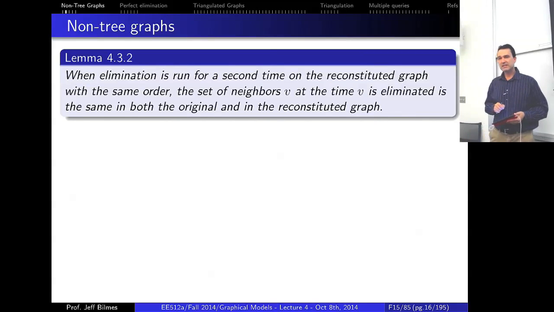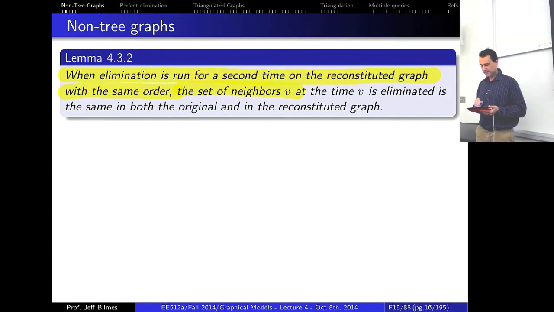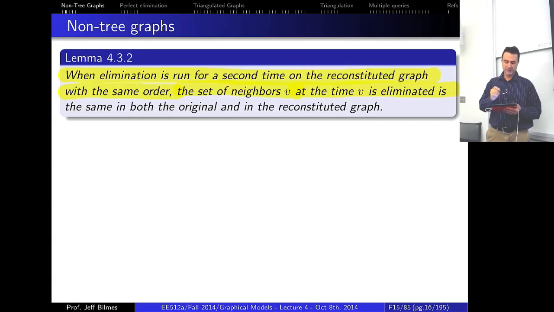So basically, the lemma states that when elimination is run for a second time on the reconstituted graph, using the same order that we used to produce the reconstituted graph, then the set of neighbors of V at the time V is eliminated is the same whether V was eliminated in the original graph or whether V was eliminated in the reconstituted graph.